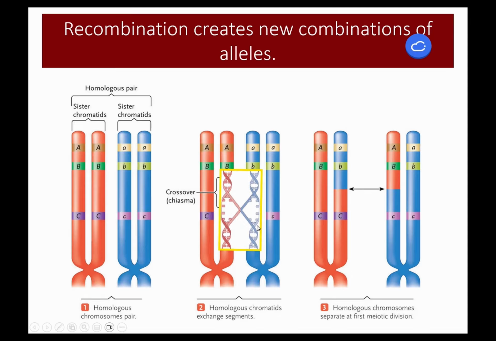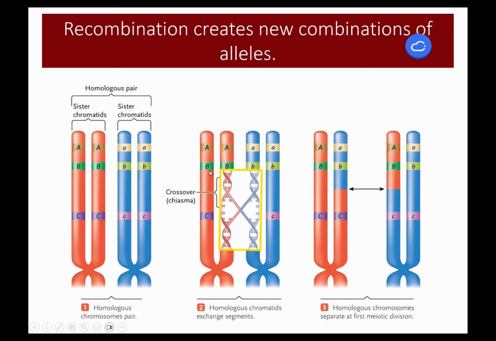The point where it crosses over is called chiasma. The plural of chiasma is chiasmata. You can have multiple chiasmata occurring during that crossover event that occurs between homologous pairs.